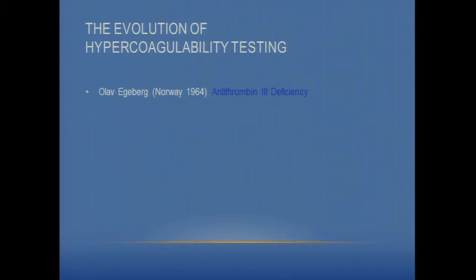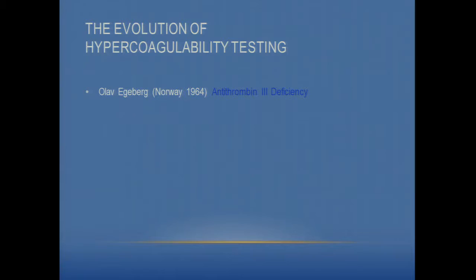And it was noted that the mother had also had a previous venous thrombosis, as well as several other family members. And he was able to look at the blood samples from these patients and determine that there was a low level of a known anticoagulant, which at the time was coined antithrombin or antithrombin 3. So he was really the first person to put together this idea that there could be an inherited risk for venous thromboembolism.